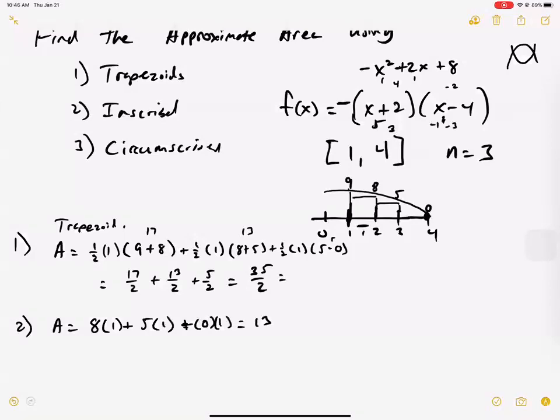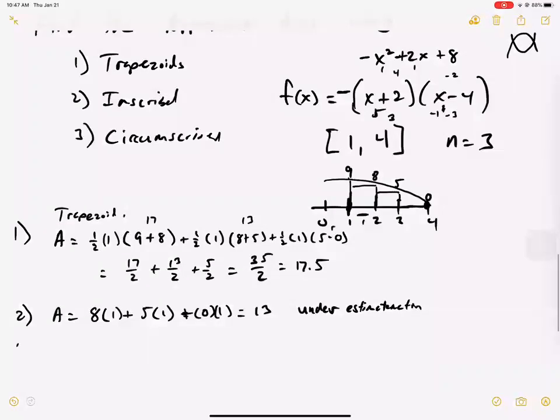Now, given our trapezoid value was going to be 17.5, yeah, inscribed is a lot smaller. And we knew this was going to be an underestimate. Okay, we knew it was going to be an underestimation.